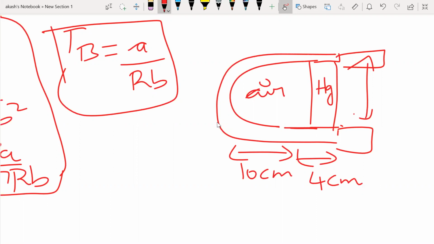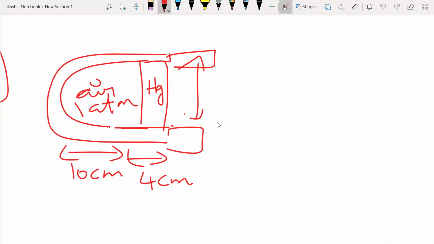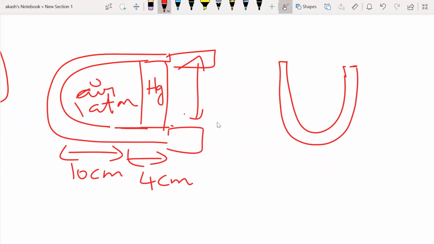Now what they're asking is that the tube is held horizontally at 1 atmospheric pressure. This gas is at 1 atmospheric pressure, right? Fine. The length of the column when the tube is held vertically, in the sense that if they have it like this, bear with my diagram, guys, please. So if it's like this, then what is going to be the length of the air column?